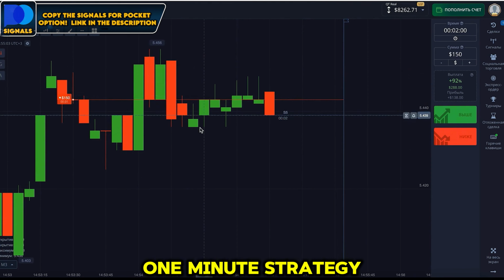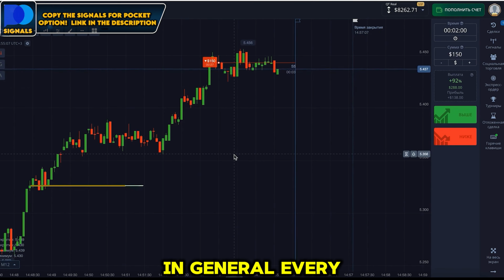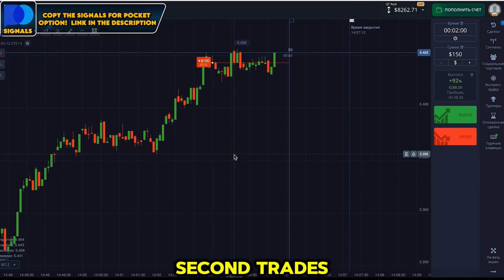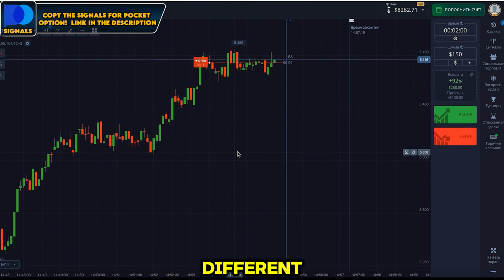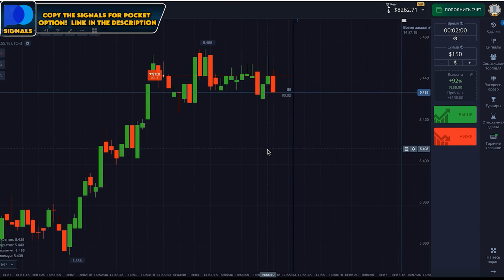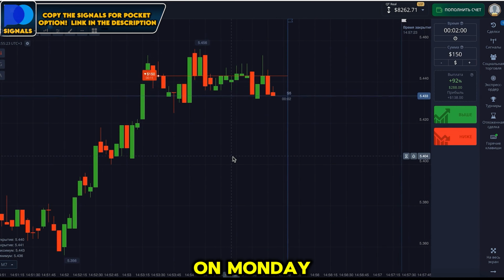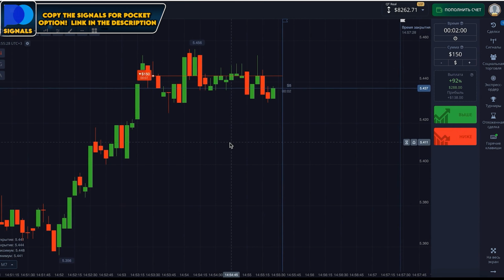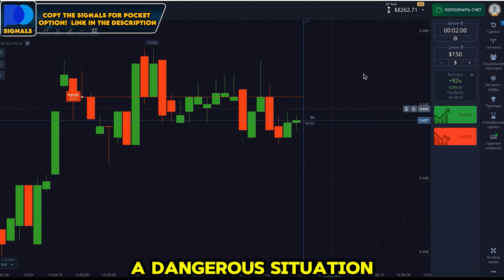1-minute strategy. The 1-minute strategy also has its place, guys. In general, every trader trades differently. I've used 1-minute and 30-second trades, but that's just for fun sometimes. Overall, it's always different since the market changes, and you have to adapt and trade in a different way. On Monday, the market is one way, and on Tuesday, it's another. Everything changes. Look here, it's a dangerous situation.